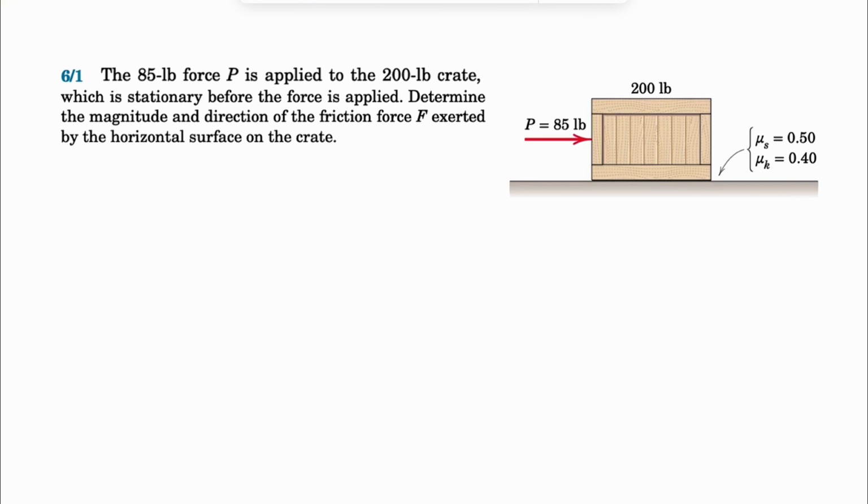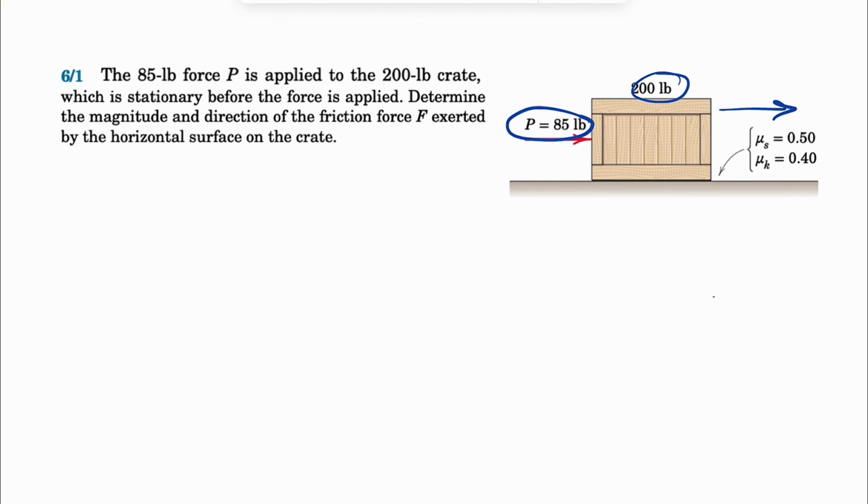We're going to start chapter 6 of Engineering Mechanics by Meriam, and we have the friction topic. First question: we have an 85-pound force P that is applied to the 200-pound crate, which is stationary before the force is applied. We need to determine the magnitude and direction of the friction force F exerted by the horizontal surface on the crate. First thing, we don't know if this force P is big enough to move the box to the right. So we have to start somewhere, and we're going to start with an equilibrium assumption, meaning that the box is not moving. But we need to verify that.